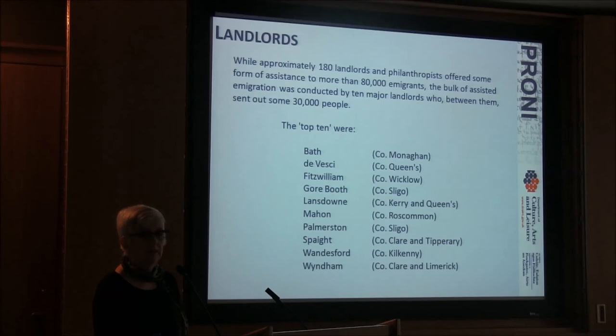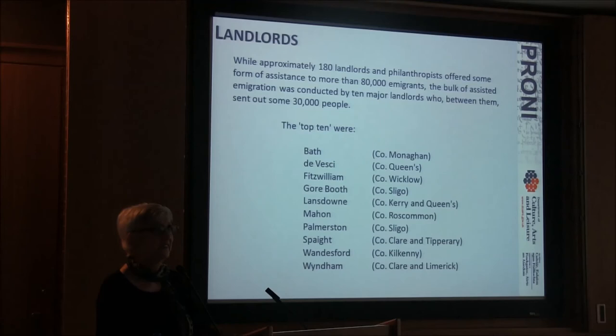Now, apparently, about 180 landlords and philanthropists did offer some form of assistance. Quite a lot of people actually did forgive rents and say, oh, we'll leave it until you're in a better position, so that wasn't too bad. But some actively paid for people to go. And sometimes it wasn't even so much paying their passage, but the shipping rules at the time meant if you wanted to emigrate, you had to have enough clothes for the journey, you had to have enough supplies for the journey. So someone would give you those to help you to migrate. Even if you had the ticket, you still had to have all the other paraphernalia that goes with it.